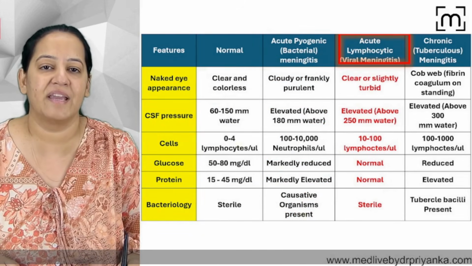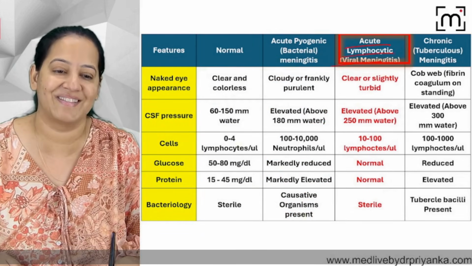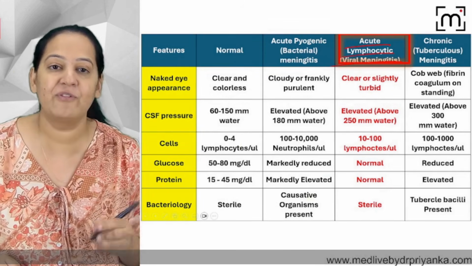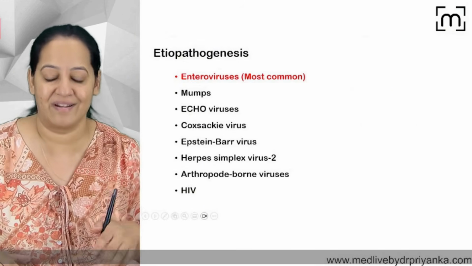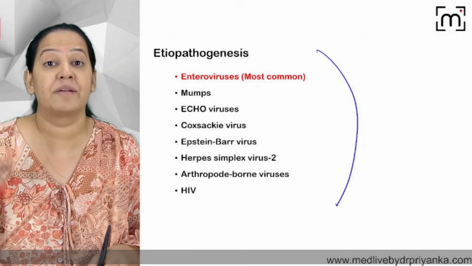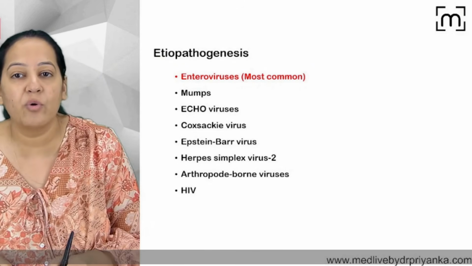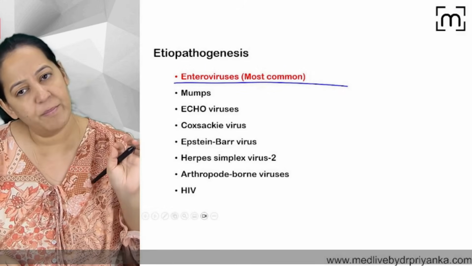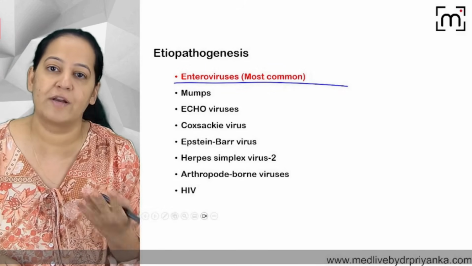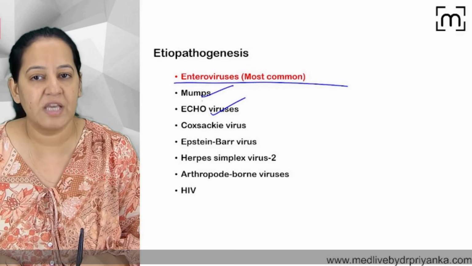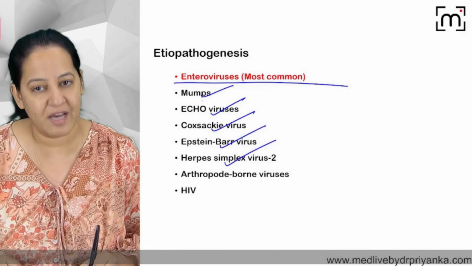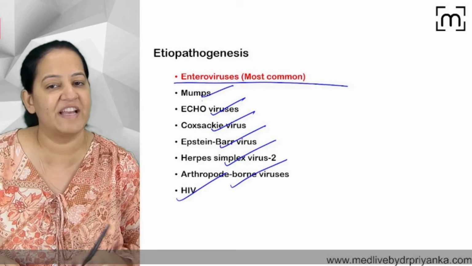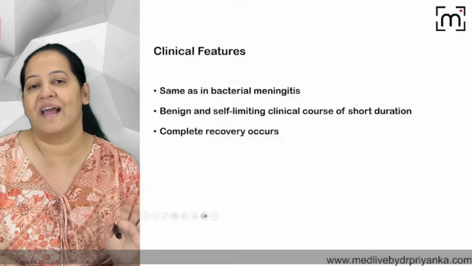Coming to the second one. The second one is acute lymphocytic meningitis, the viral one. Many viruses can cause that, but the most common virus is enterovirus. Please learn: the most common virus is enterovirus. Apart from that, mumps, echovirus, Coxsackie, Epstein-Barr virus, herpes simplex virus, arthropod-borne virus, and HIV can be involved. But the most common is enterovirus.